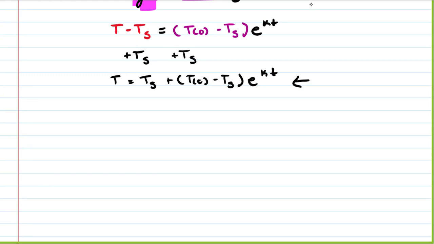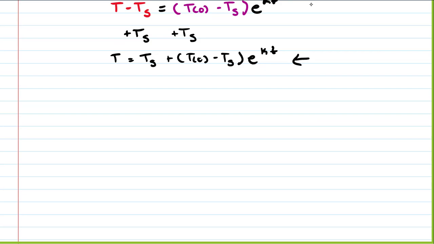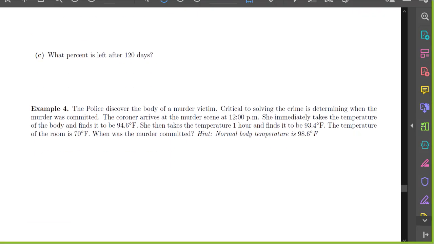All right. So let's solve this in general. So example 4.